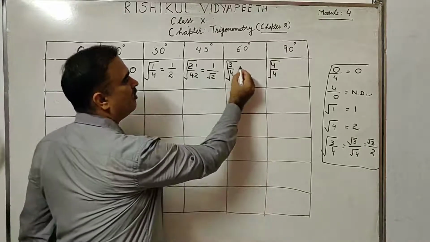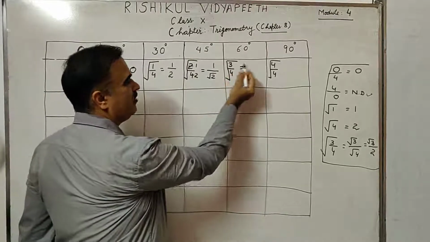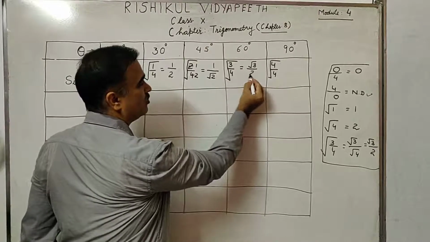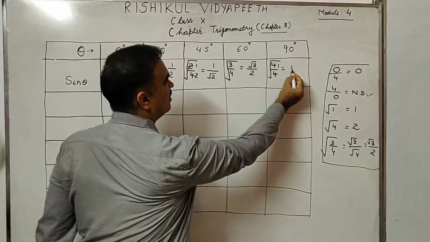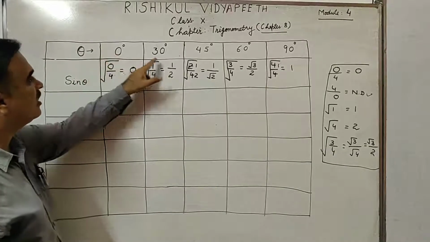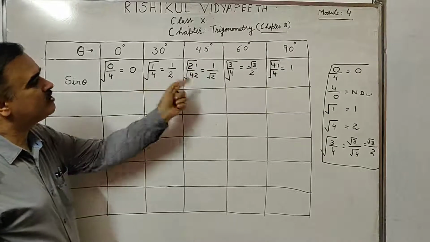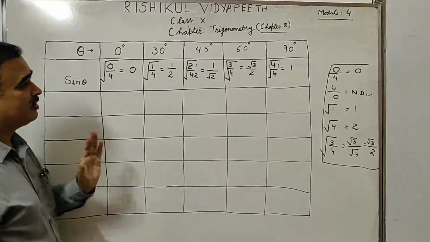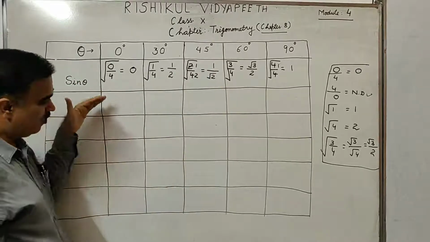Now this is root 3 by 4. Again, root of 3 remains root 3. Root of 4 is 2. 4 cancels out, and root of 1 is 1. This is the value of sine theta at 0, 30, 45, 60, 90. This is a very easy way that you are able to find sine theta. Dear students, I am telling you, if you know only this sine theta, then you can do all these t ratios.